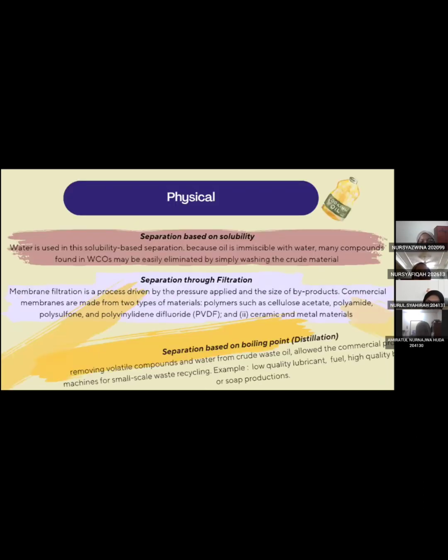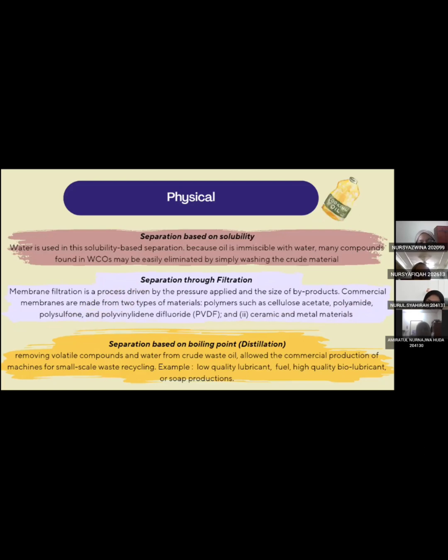For the physical, there are three types of treatment. First is separation based on solubility, where water is used in this solubility-based separation. It is because oil is immiscible with water. So many compounds found in the waste cooking oils may be easily eliminated by simply washing the crude matter. For the separation through filtration, membrane filtration is a process driven by the pressure applied and the size of byproducts.